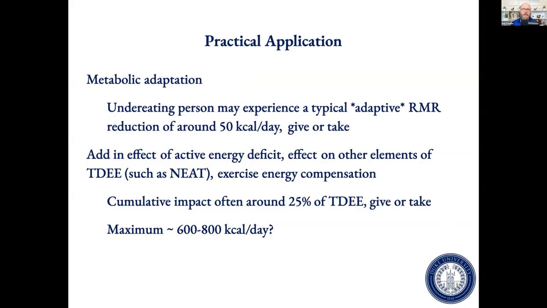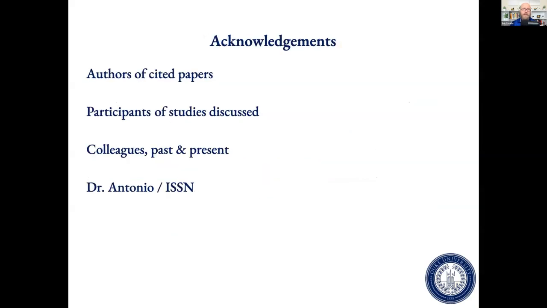But the moral of the story here is that when people are confused about why their caloric expenditure is lower than they thought it should be, it could be due to exercise energy compensation. It could be due to metabolic adaptation, and it could be due to a little bit of both. And so the maximum impact that we might see in total daily energy expenditure could be a compensatory reduction that's somewhere in the ballpark of 600 to 800 calories per day.